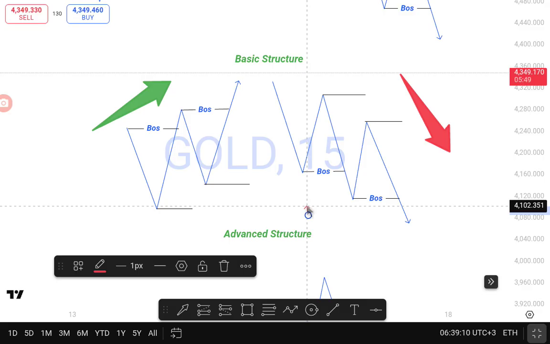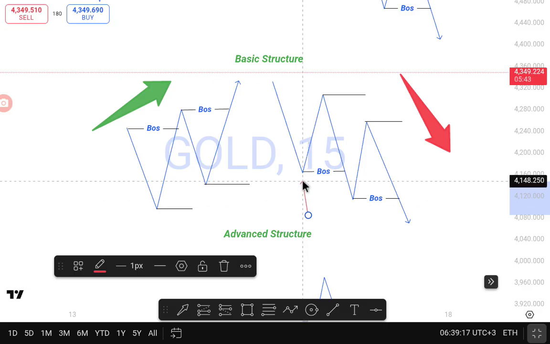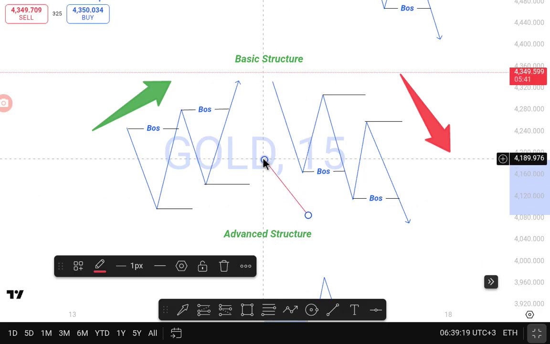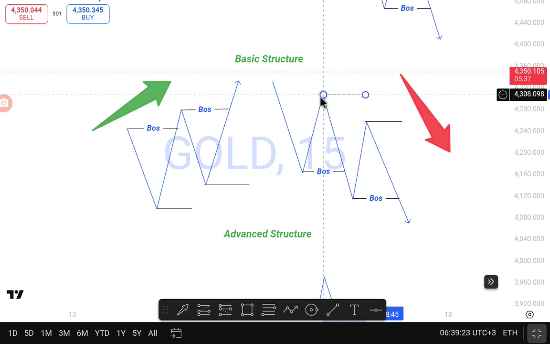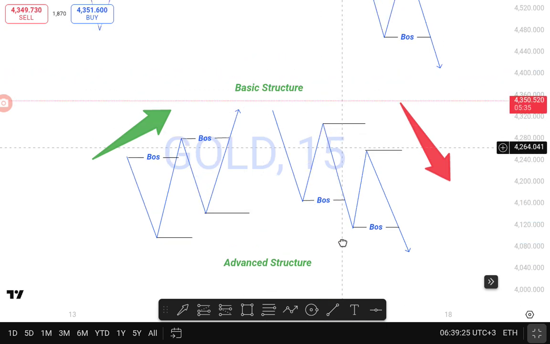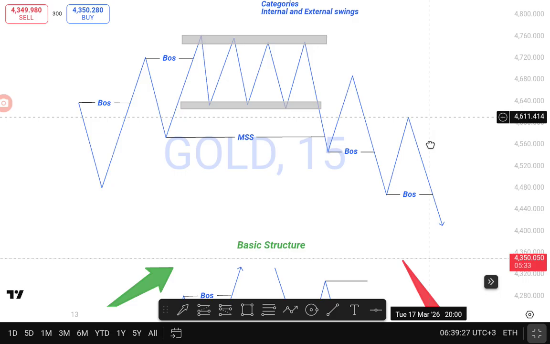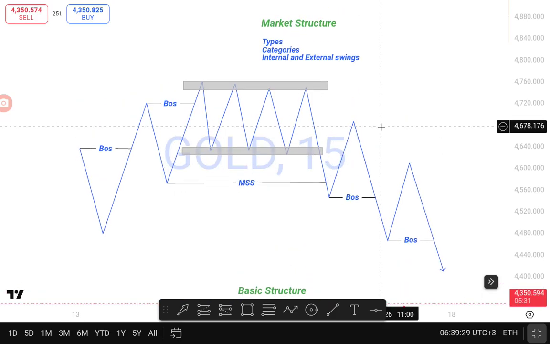Now look, this is not what you're going to be finding on the chart. It won't be as simple as this. What you're going to be finding on the chart will consist of what we call internal and external swings.